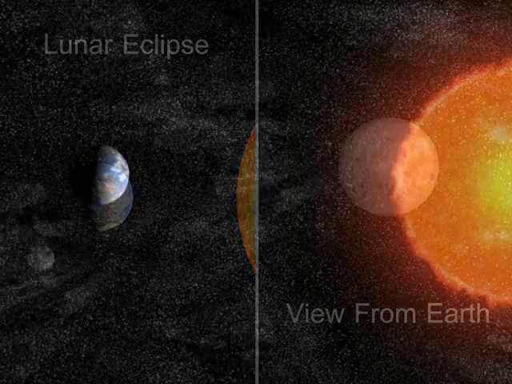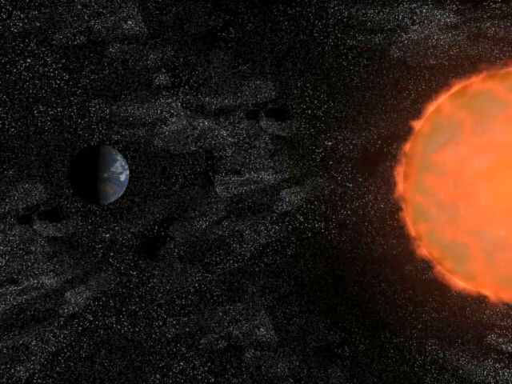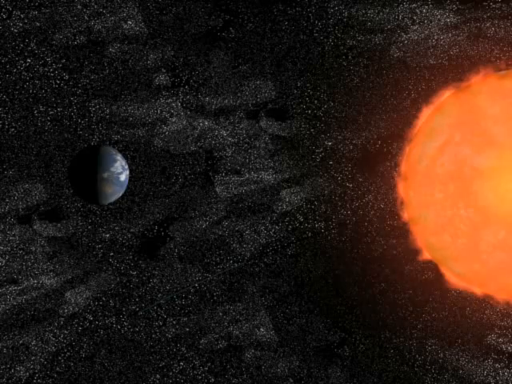So remember, stars are the source of light for all the bright objects we see in space. And in our solar system, the moon and the planets shine by reflected sunlight.